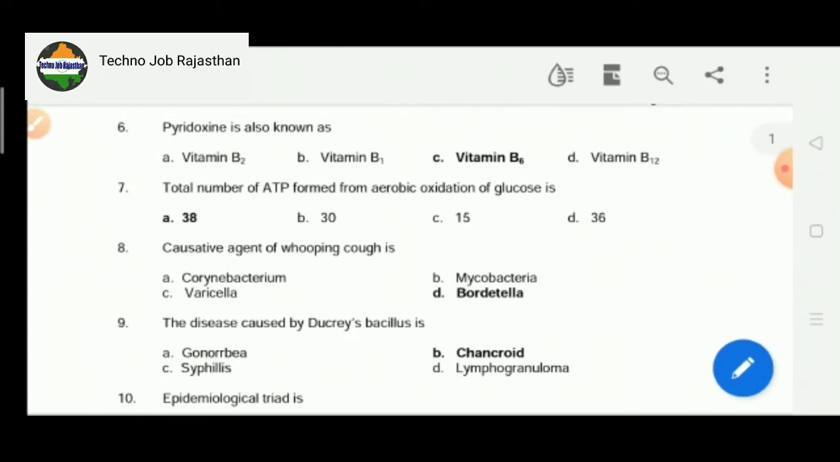Question number 8: causative agent of whooping cough is option A Corynebacterium, option B Mycobacterium, option C varicella, option D Bordetella. So the correct answer is option D, that is Bordetella.